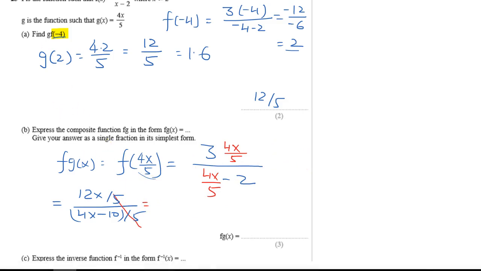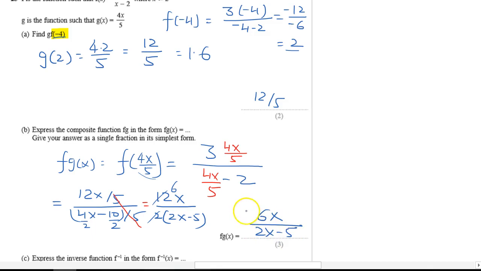So this is 12x over 4x minus 10. We can divide this by 2 and take 2 common. So this is 2 times (2x minus 5). We can cancel this by 2, so it will be 6x divided by 2x minus 5. You need a little bit of practice and you will get the answer correctly.